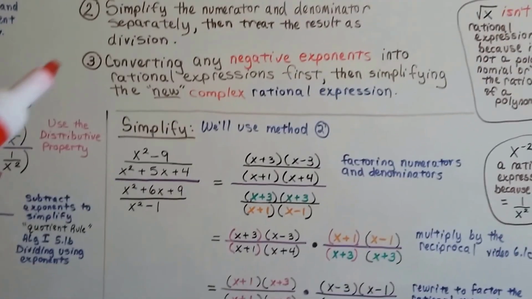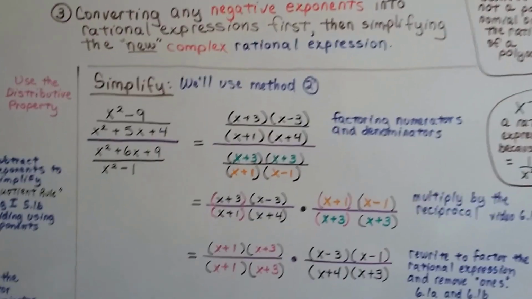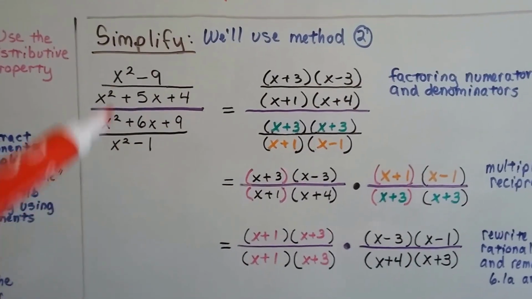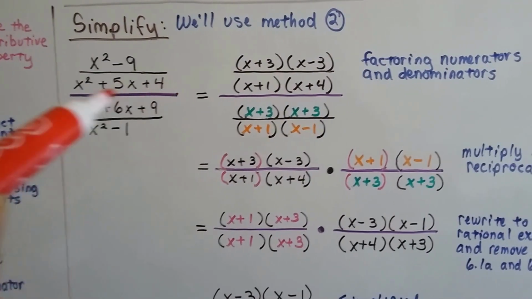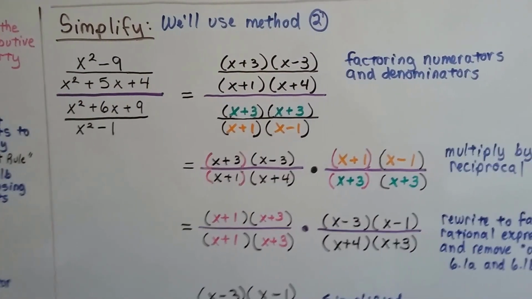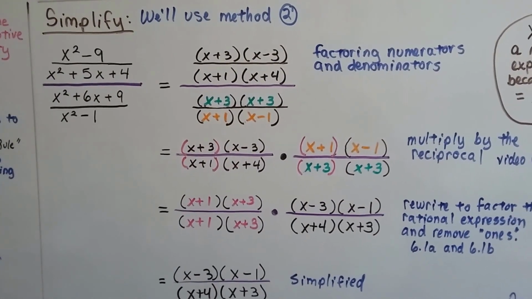All right, let's try the second method. That's the one where we're going to simplify the numerator and denominator separately and then treat the result as division. So this is our big complex rational expression. You can see my purple fraction bar to separate it. Okay? We're going to be factoring the numerators and denominators.